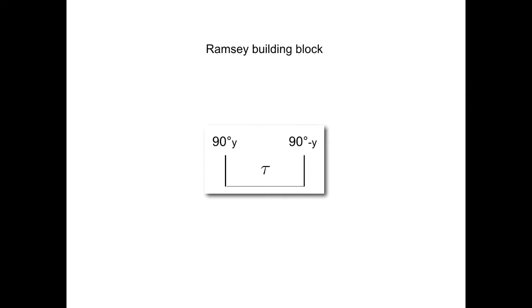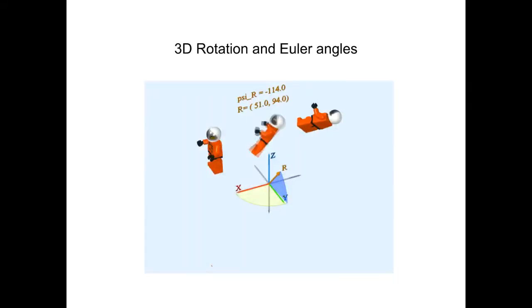In this case, you have two 90-degree pulses separated by a delay, which is called tau here. And we consider here a 90-degree pulse for the excitation and a 90-degree minus y pulse to flip back the magnetization towards the z-axis. Okay, before we look at this experiment in more detail, let me briefly introduce to you the Euler angles.